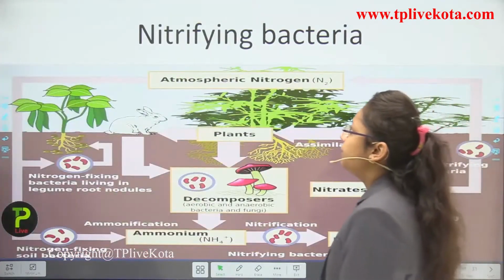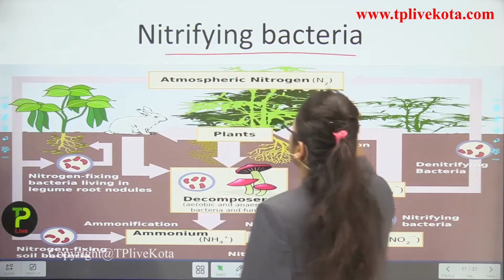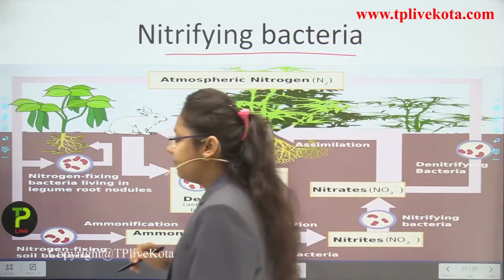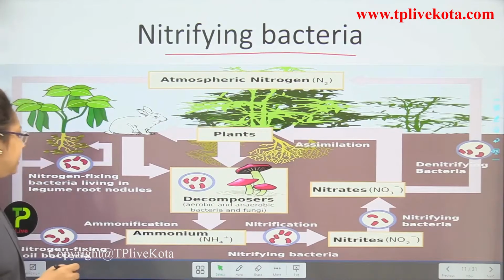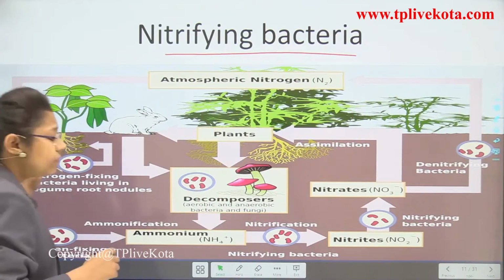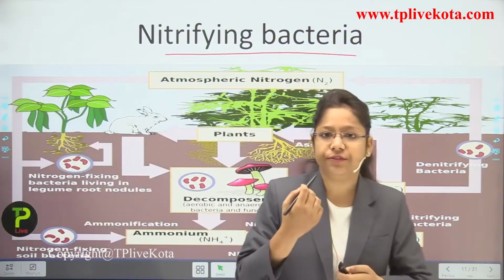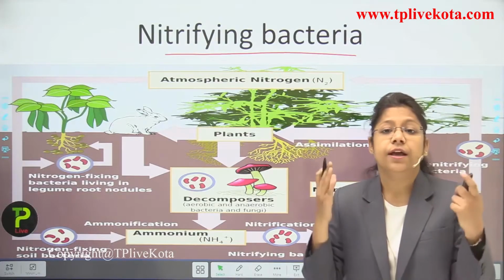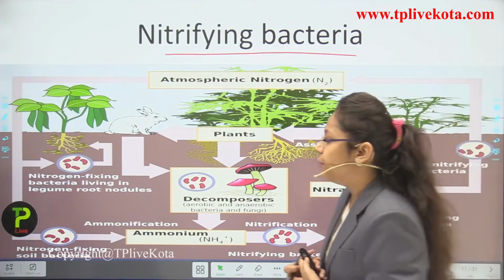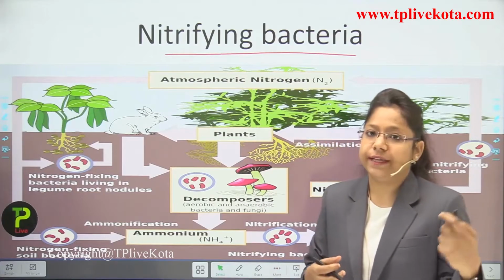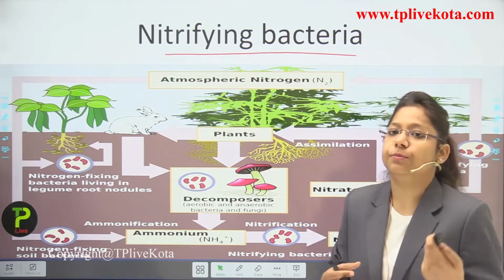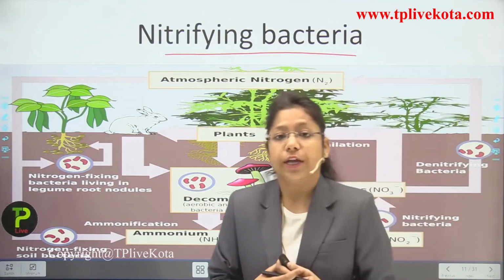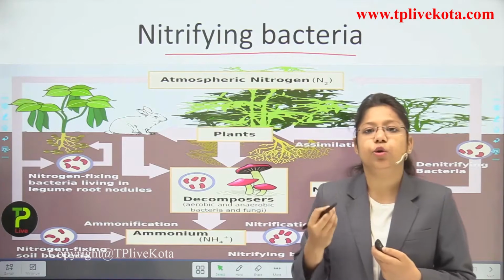Now, next I am going to talk about the nitrifying bacteria, which are chemoautotrophs. What happens with the nitrifying bacteria? These bacteria present inside the soil fix nitrogen for the plant. They perform the function of nitrogen fixation. And how do they perform this function? There is a good example, rhizobium. Rhizobium is a nitrogen fixing bacterium. Now what happens? It makes the root nodules.